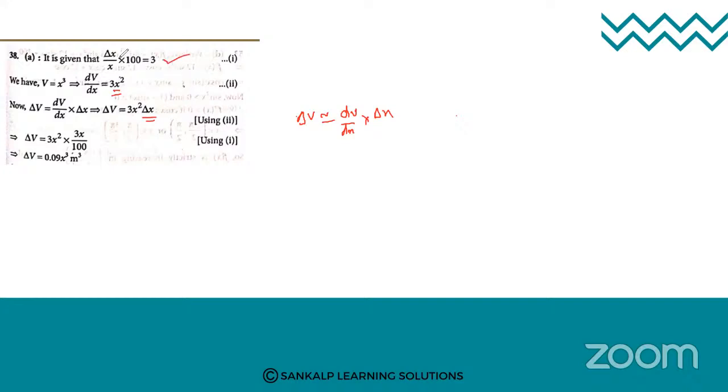Delta x we have calculated here as 3x upon 100. So in place of dv by dx, we substitute 3x square, and delta x is 3x upon 100. When we multiply x into x, it will be x cube. 3 into 3 is 9, and upon 100, it will be equal to 0.09 x cube meter cube. So this will be the change in the volume. Next, similarly, one more question is given there.